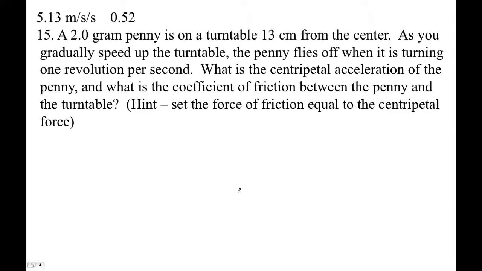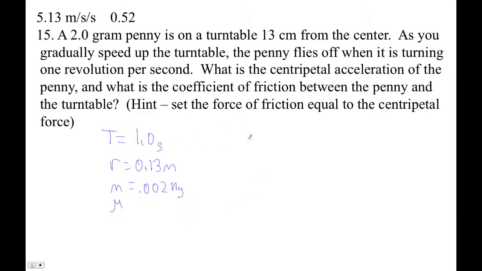All right, so we've got a 2 gram penny on a turntable. As you gradually speed up the turntable, the penny flies off when it's turning 1 revolution per second. So we know the period is 1.0 seconds, right? The radius is 0.13 meters. The mass is 0.002 kilograms, and we want to know what the coefficient of friction is, right? Notice that this is the period.